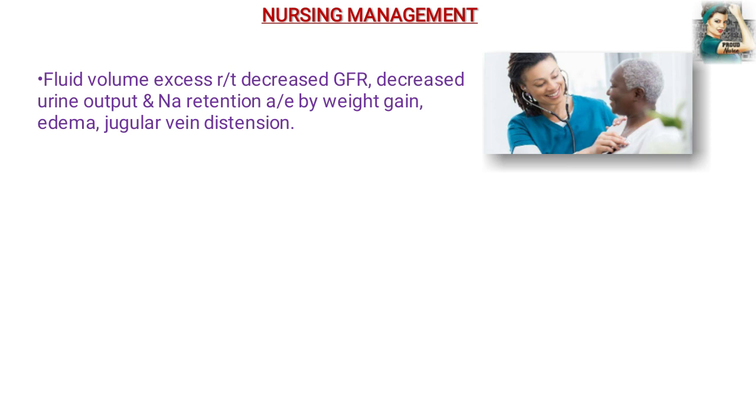As there is impaired blood flow to the kidneys, the GFR gets decreased, which means less blood passes through the kidneys, and the urine output also decreases. Due to the retention of sodium and water, the fluid volume in our body gets increased and results in weight gain, edema, and jugular vein distension.